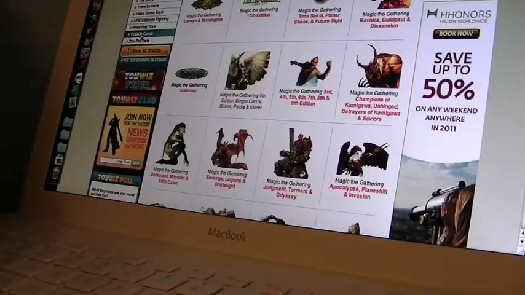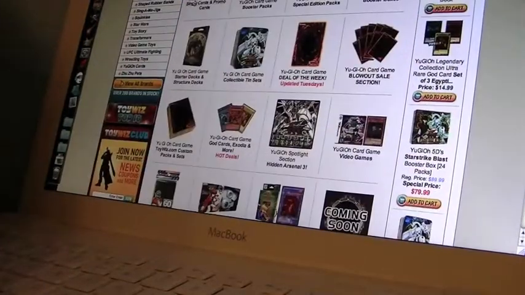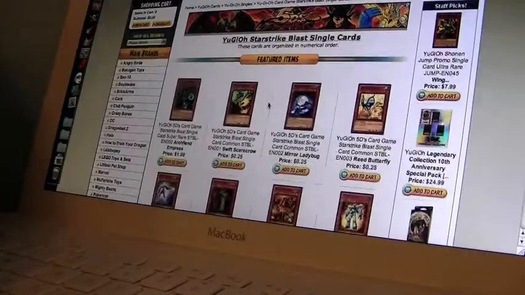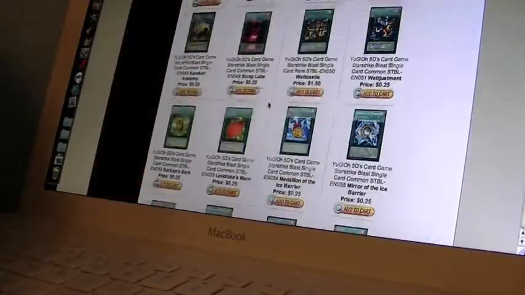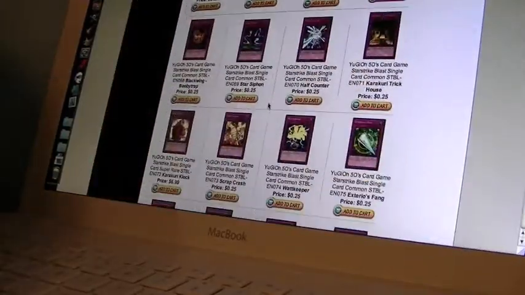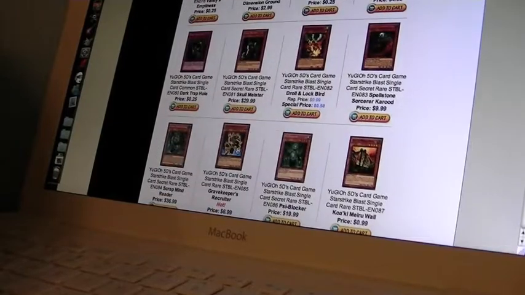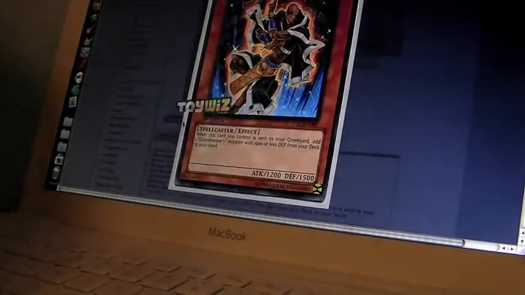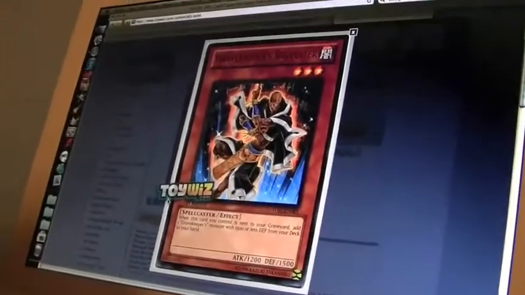Let's see where it's at. Yeah, no, this is a bad site. I don't care. It does great wonders for me looking up, trying to find what card I want. It's one card. And I can't get it.